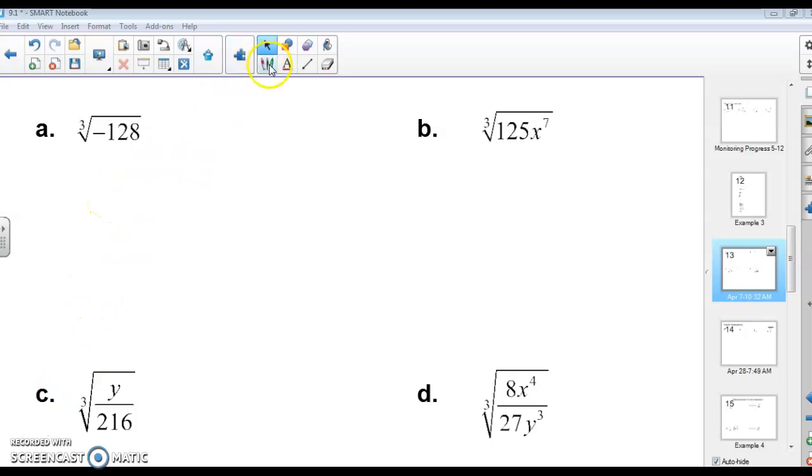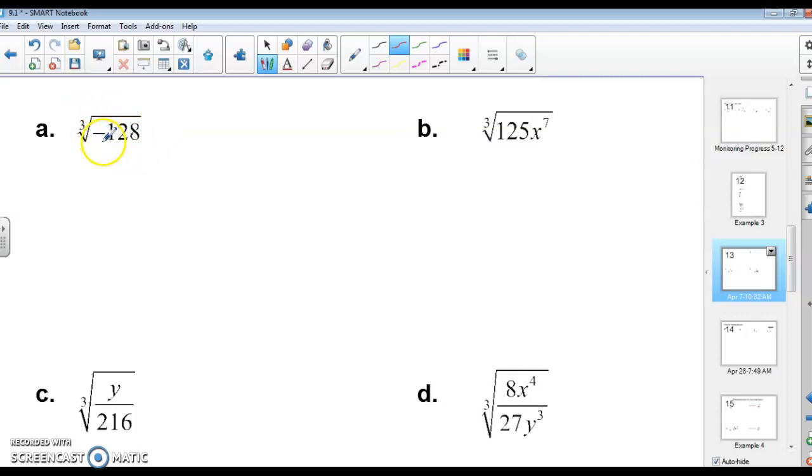So take the cube root of negative 128. The same thing as yesterday, we're going to look for perfect cube factors. Remember the perfect cubes are 8, 27, 64, 125, 216. I'm getting these by bringing something to the third power, right? 2 to the third power is 8, 3 to the third power is 27, 4 to the third power is 64. So if you think about it, what goes into negative 128?